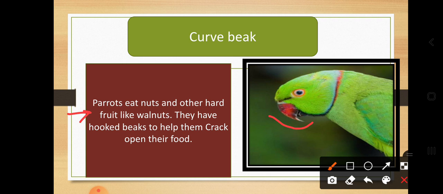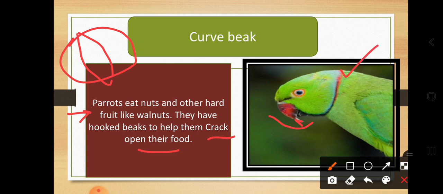Have you ever eaten walnuts? How is it? It has a coating, and in that coating a seed is present. It is about the walnut. So they have hooked beaks to help them crack open their food. You can see here a very sharp and hook-type structure in the beak. So parrots eat nuts and other hard fruit like walnuts. They have hooked beaks to help them crack open their food, okay. So the example of a curved beak is the parrot.